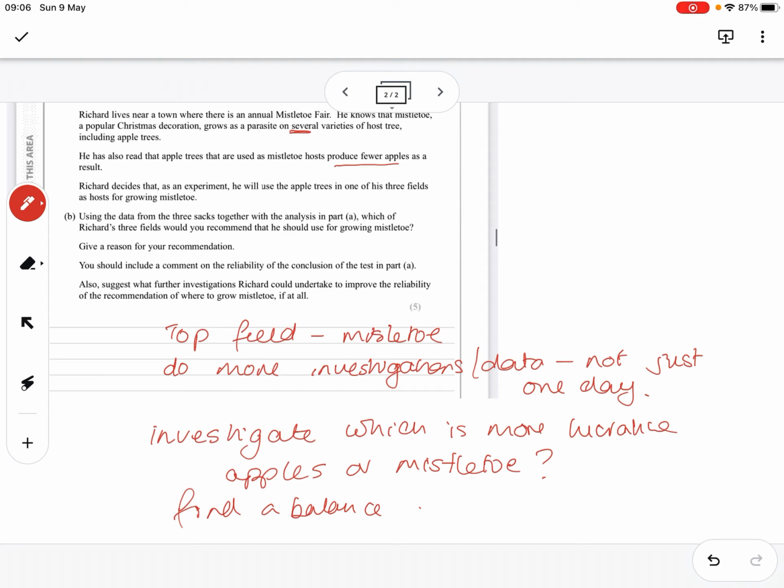Not sure that's the right thing to say, but I think any of those 3, because there's five marks there. And also maybe how severe is the reduction of apples versus mistletoe. Basically, you need to make sure you've got at least five comments to make sure you get your 5 marks. Try more, or whatever you can think of that makes sense to you.